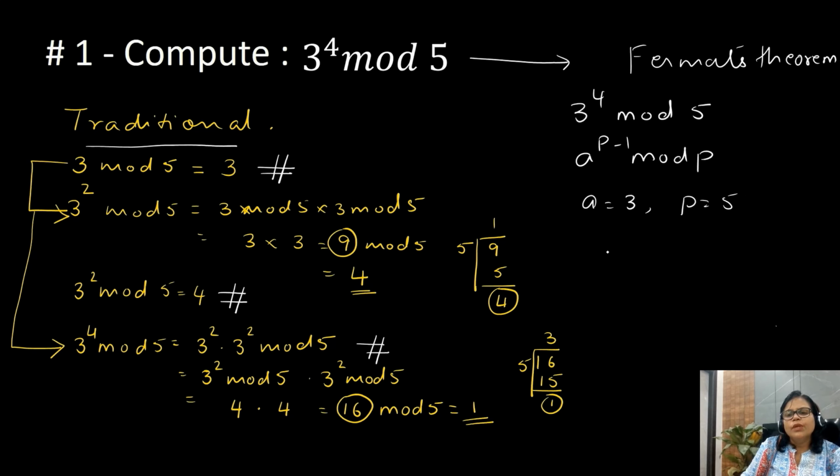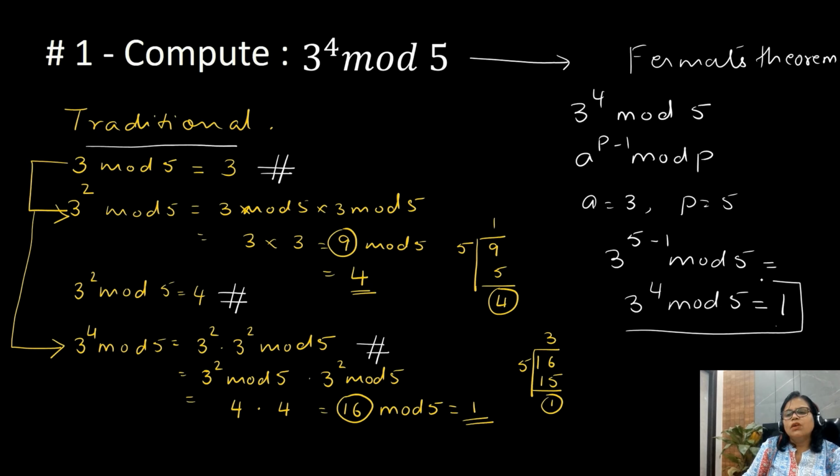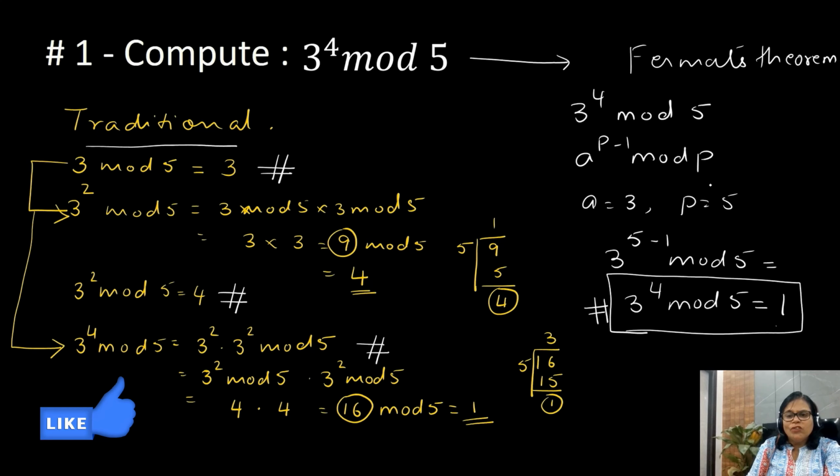Therefore, how will we solve this numerical? Since 3 raised to 5 minus 1 mod 5, that is 3 raised to the power of 4 mod 5, the answer is directly 1. So you need not solve it. You can directly say that using Fermat's theorem, since 5 is a prime number and since 3 is not divisible by 5, we can use Fermat's theorem and hence 3 raised to the power of 4 mod 5 is equal to 1. So you can see that in this case, with Fermat's theorem, we have not used any steps to solve the question. We have just checked if p is prime and we have checked if a is not divisible by p.